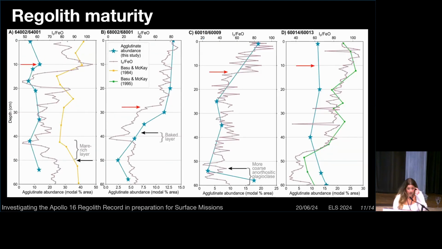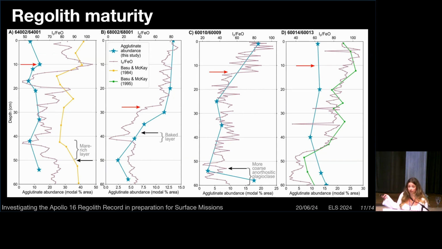So here we have some agglutinate abundances to look at regolith maturity, which is a measure of a sample's exposure to space weathering. On our x-axis, we have our agglutinate abundance. On the y-axis, we have depth. And on the upper x-axis, we have the I_s/FeO index, which is plotted in the purpley line. That's from literature data. That's not our data. But what is our data is the blue line with the stars.